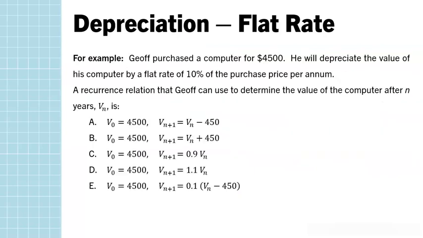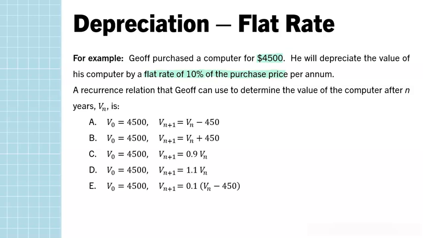Another example here, we have Jeff who purchased a computer for $4,500. He will depreciate the value of his computer by a flat rate of 10% of the purchase price per annum. So that's a different wording of our flat rate depreciation. The recurrence relation that Jeff can use to determine the value of the computer after n years, given as Vn, is, and we've got our options there.